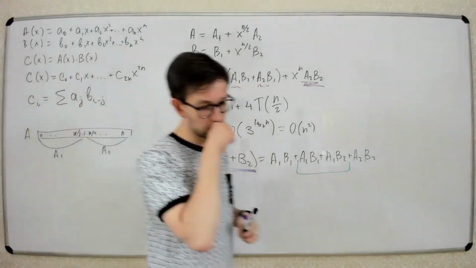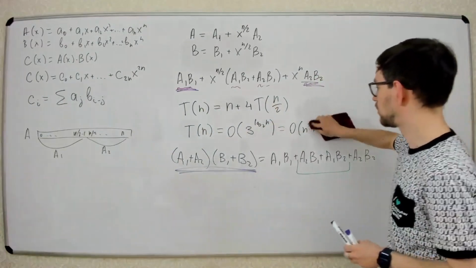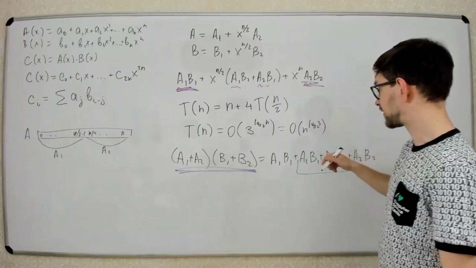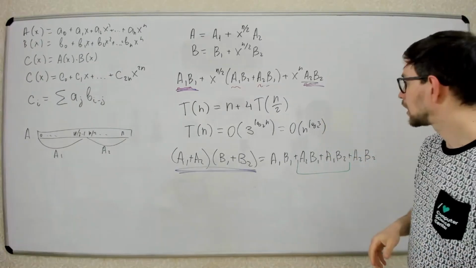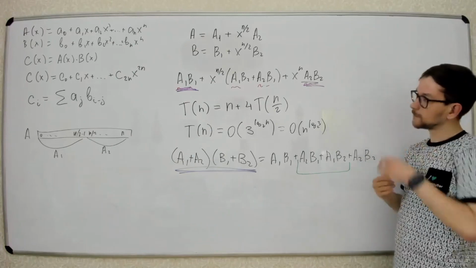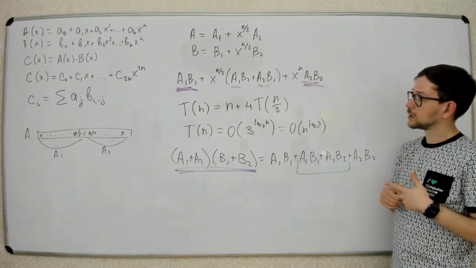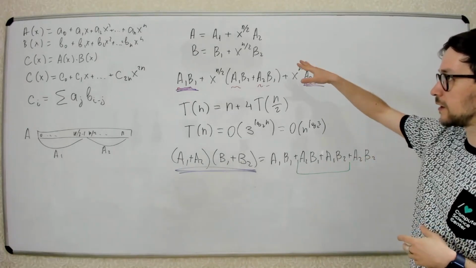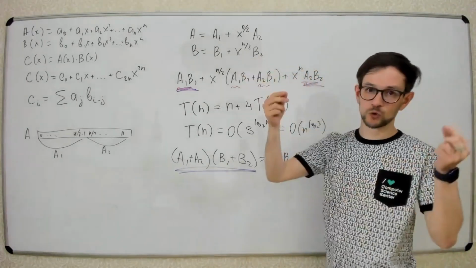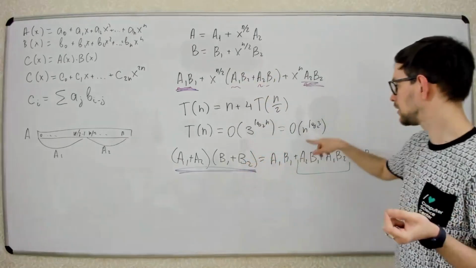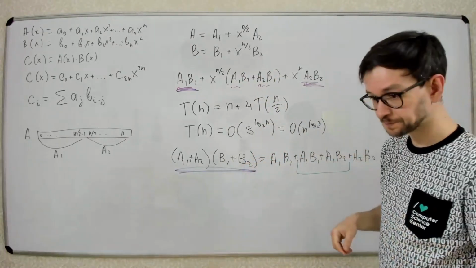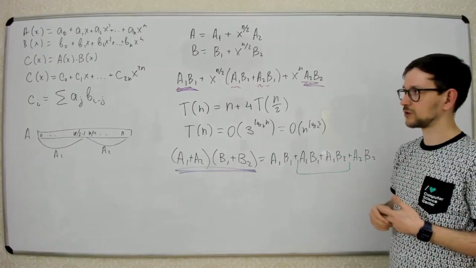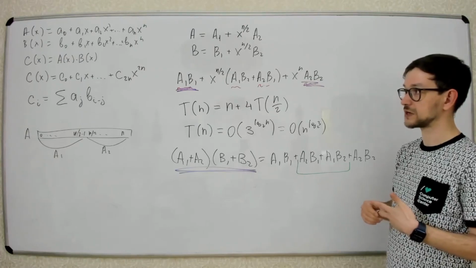And the time complexity will be different. Time complexity now will be n in power log 3 base 2. That's how we improve time complexity. So we have an algorithm which multiplies 2 polynomials of degree n in this time complexity. It's called the Karatsuba algorithm. It's actually one of the first known algorithms for multiplication of polynomials faster than n squared time.